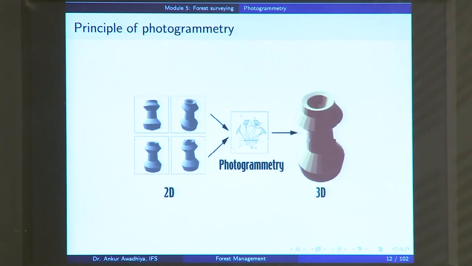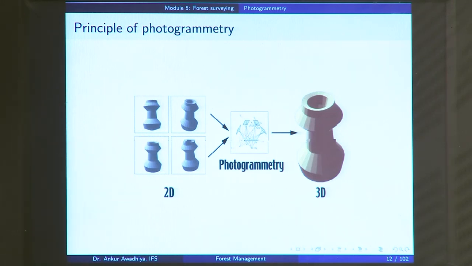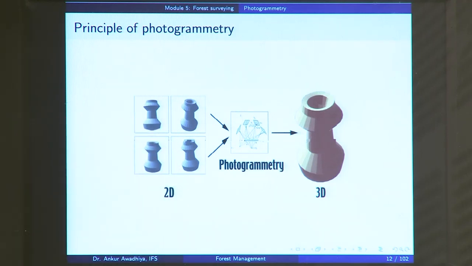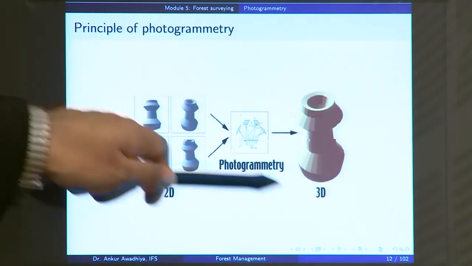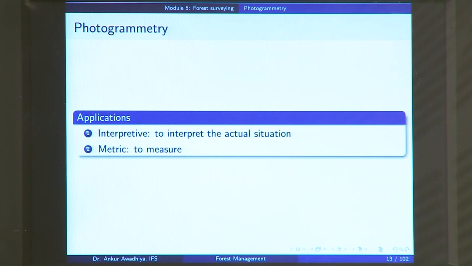So what we are saying here is that suppose you have this object and you are taking photographs from different locations. Once you have these photographs, which are two dimensional representations of this object, you develop and process them mathematically using the technique of photogrammetry so that you get a three dimensional representation of this object.